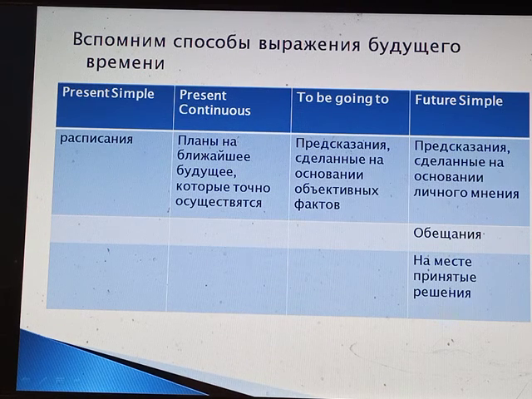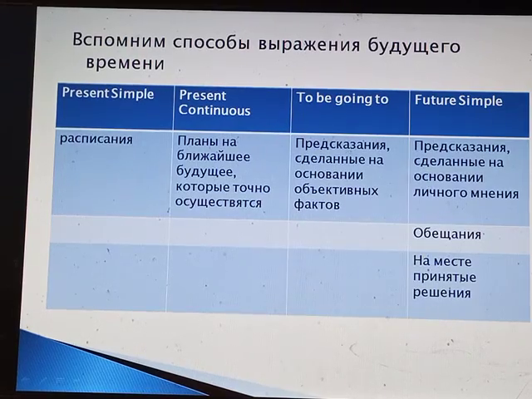When do we use future? Когда мы работаем с будущим временем. When we predict something based on our ideas. Предсказания, основанные на нашем личном мнении. When we promise something. Обещание. And when we speak about on-spot decisions. Когда речь идет о решениях, которые были приняты на месте, без обдумывания. Please remember these rules. Эти правила мы учили раньше, только сегодня повторяем.